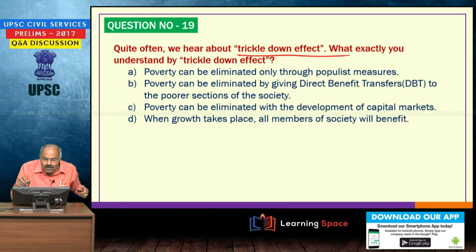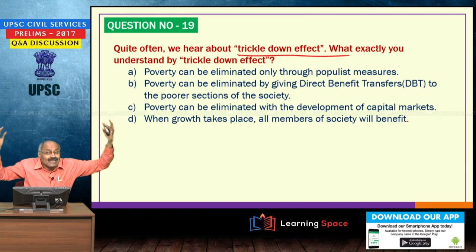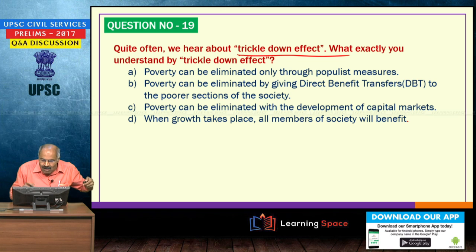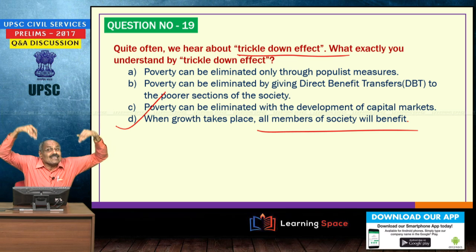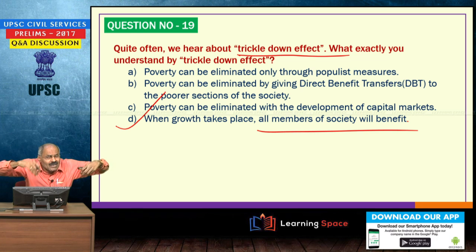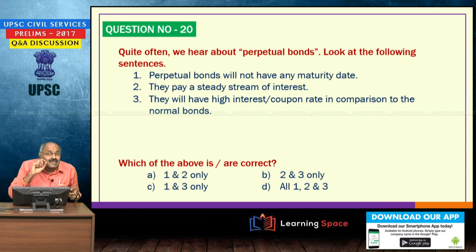Quite often we hear about the trickle down effect. This is something we often read in the newspapers. What is the meaning of trickle down effect? The meaning is that when growth takes place, maybe 8%, 10%, all the members of society will benefit. That will trickle down to the bottom. So, that is the meaning of trickle down effect, right. Please understand the next one.